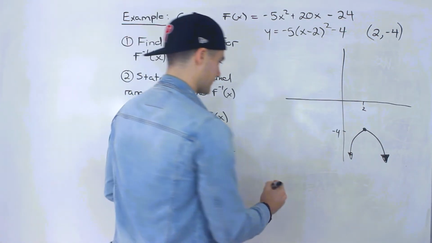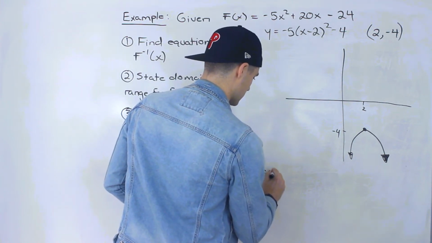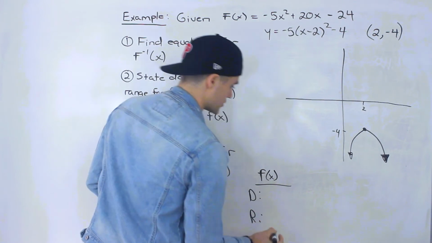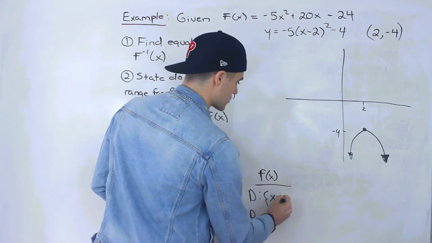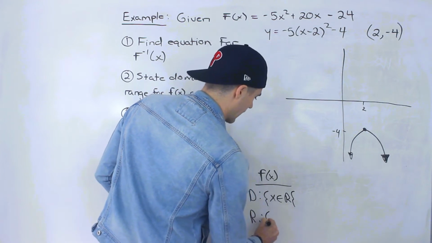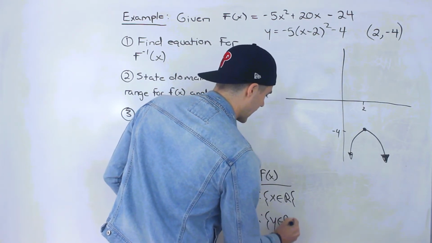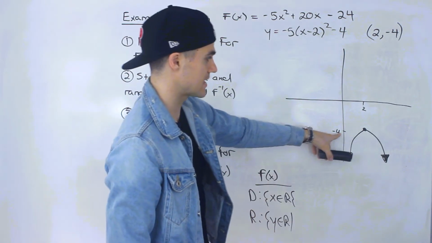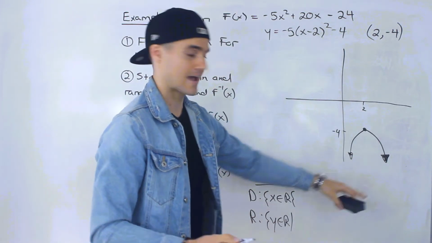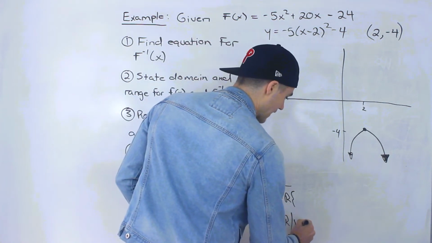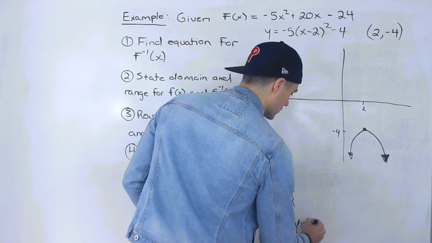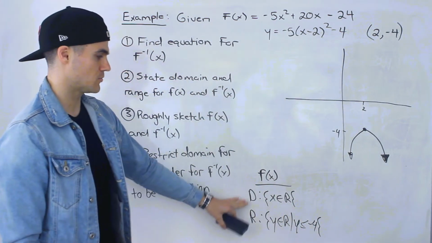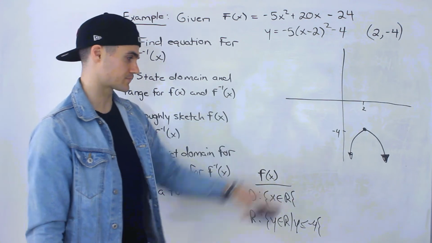Because now, for the function, I can get the domain, I can get the range. The domain of a quadratic is always what? x is an element of the real numbers, and the range is y is an element of the real numbers, but it depends on the y value of the vertex. So notice the y value of the vertex is -4, and it's opening down. So all the y values have to be less than or equal to -4. So that's the domain and range for the function.